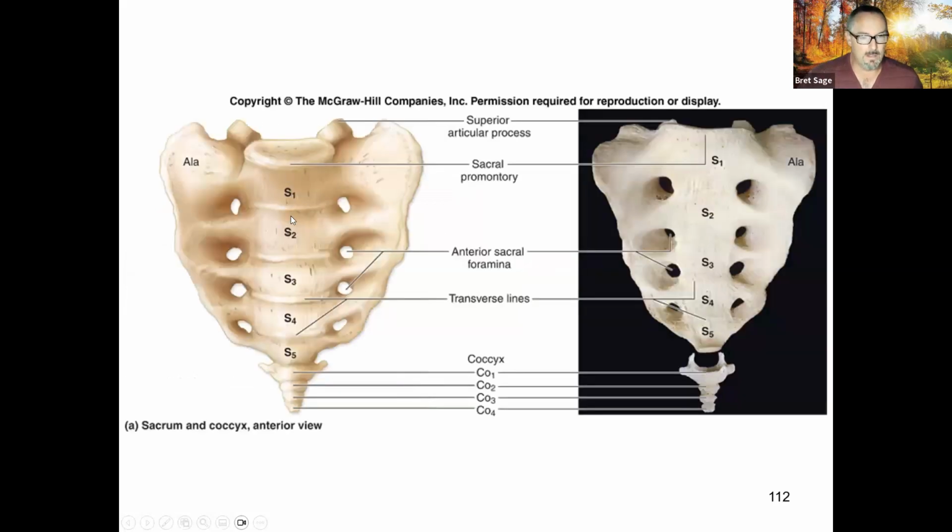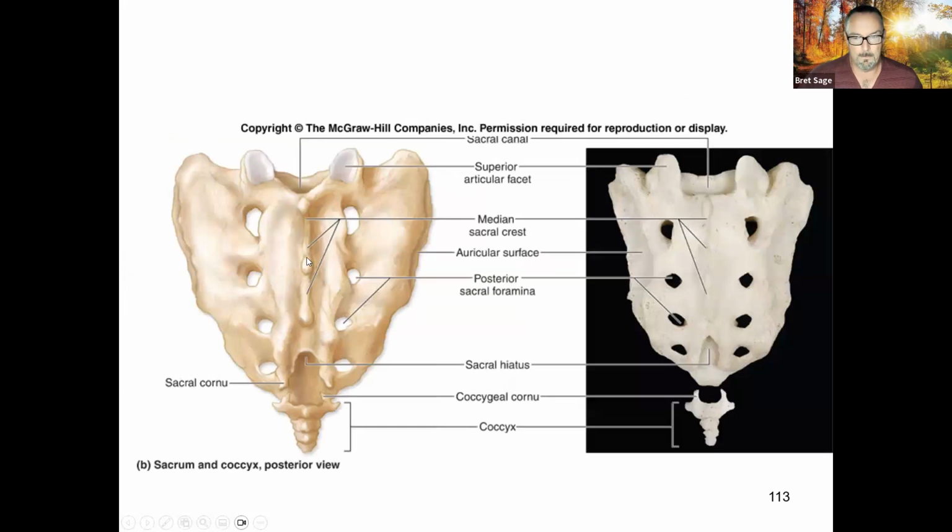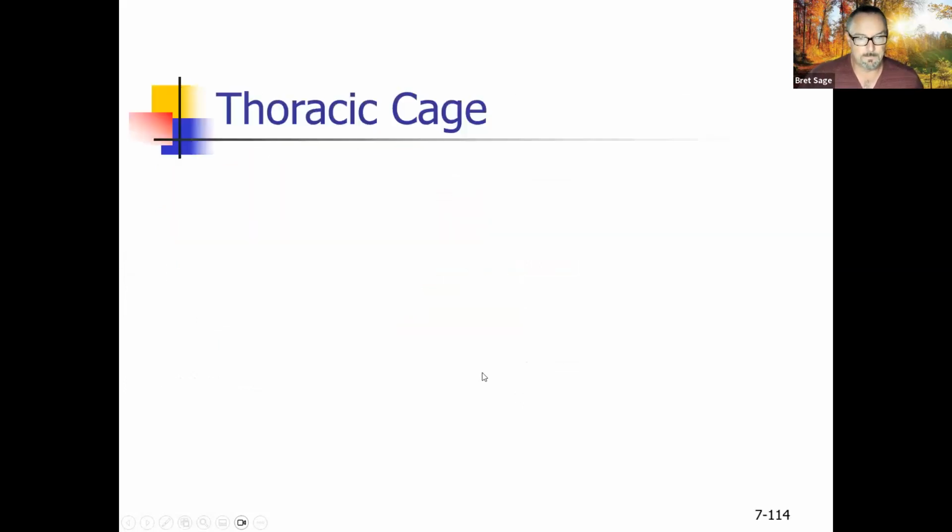Here's the sacrum. Notice the fused sacral vertebrae. In very, very primitive mammals and some lizards, this is not fused. They're separate vertebrae. Same with the coccygeal vertebrae. There's a posterior view showing you places where muscles attach and nerves come through.